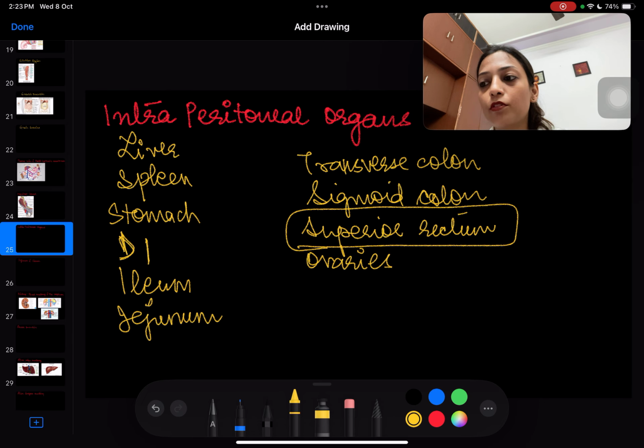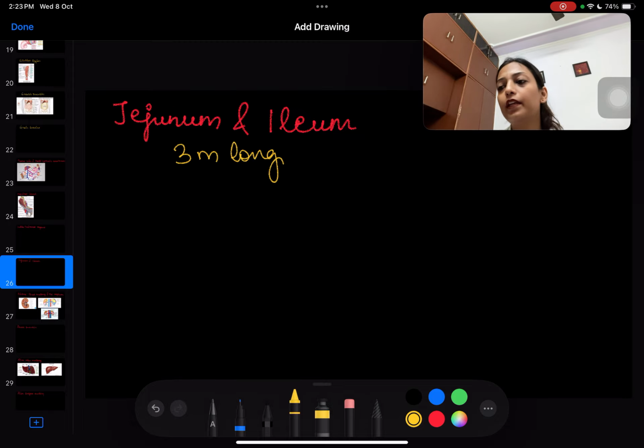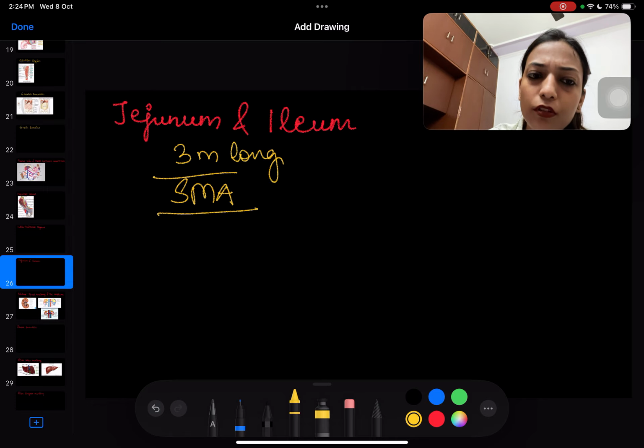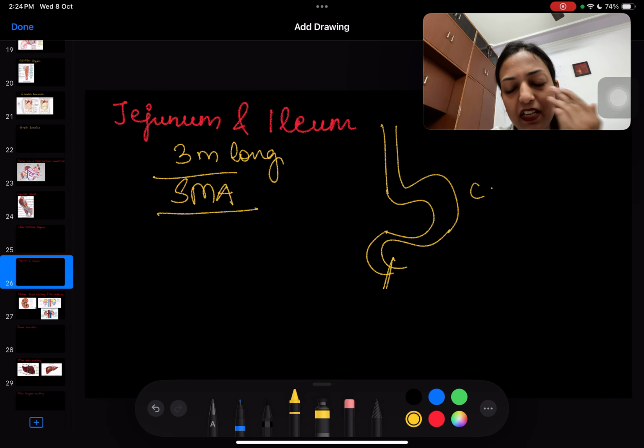Now let's talk about jejunum and ileum. See, jejunum and ileum each is 3 meters long. Okay, then arterial supply is, I have told you earlier also, the foregut, midgut, hindgut. So jejunum and ileum are part of the foregut, and foregut is supplied by which artery? Superior mesenteric artery. Okay, did I say foregut? No, this is midgut actually. See, esophagus and stomach and up till D2, this is foregut. This is supplied by celiac trunk.